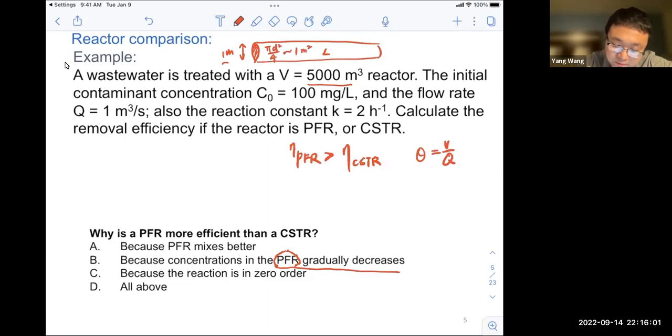Let's just treat it as 1 meter squared. Then you need to build a reactor with a length of around 5,000 meter cubed divided by 1 meter squared. That's 5,000 meters. Basically, this tube would have to be 5 kilometers long, right?